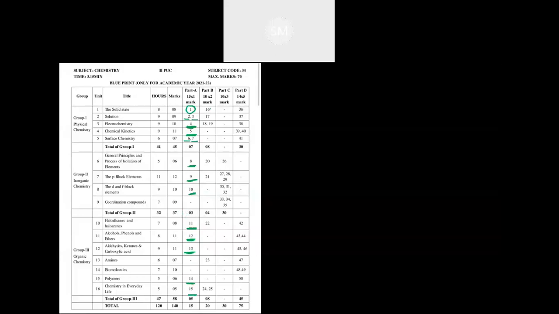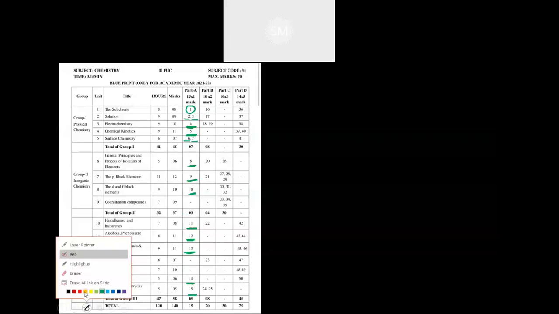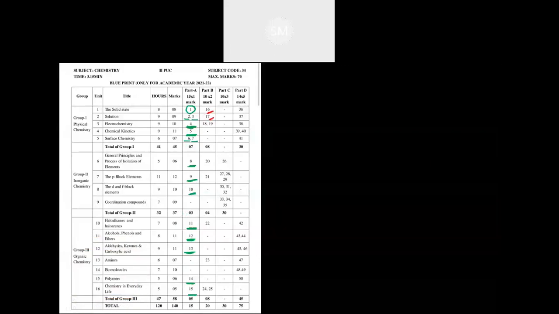Now 2 marks, you see. After that, immediately the 15th question is over. You are having 15 1 mark questions. After that is over, they have started with 2 marks. So for 2 marks, the 16th question, again the first is from solid state. The 17th question is from solution. The 18th and 19th questions are from electrochemistry, 2 marks each, 4 marks over there.